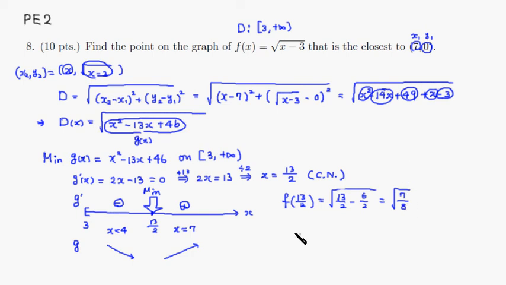So the closest point we are looking for has x equal to 13 over 2 and y value equal to square root of 7 over 2. That is the closest point on the graph of f of x to the given point (7, 0). That's it. I hope this was clear.